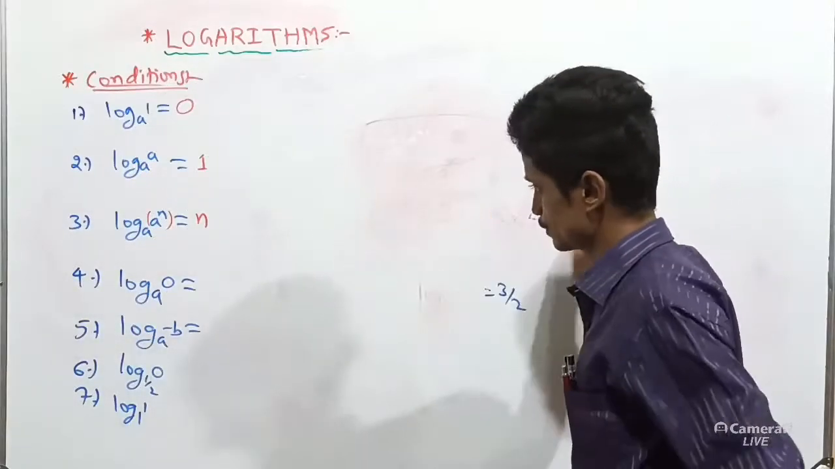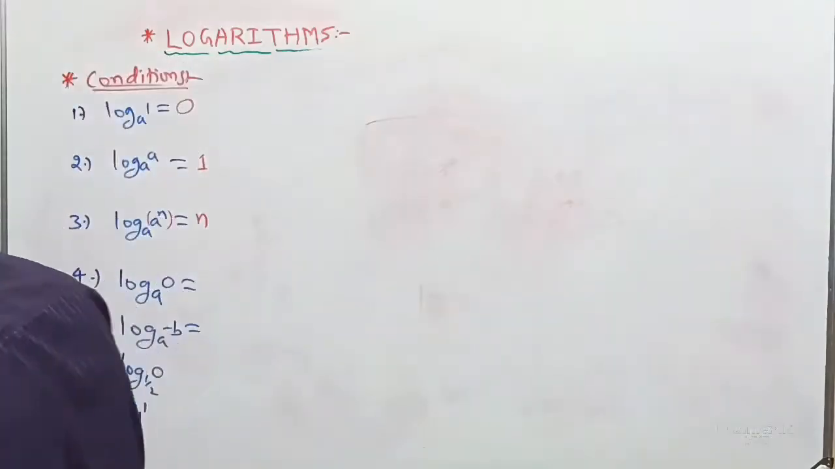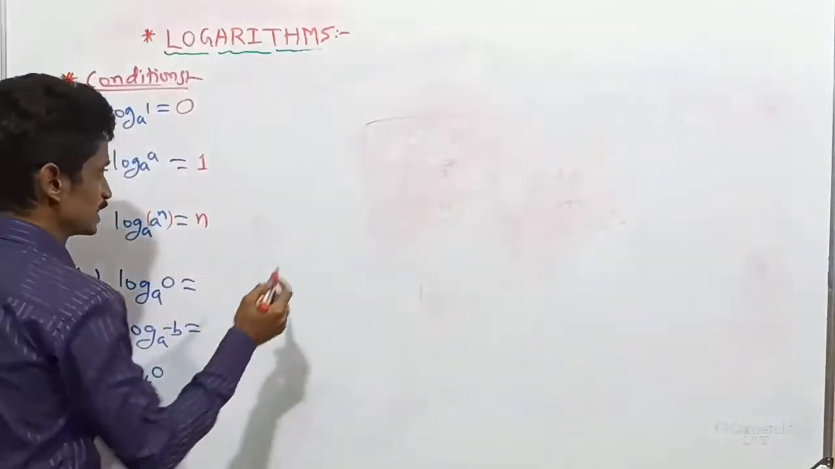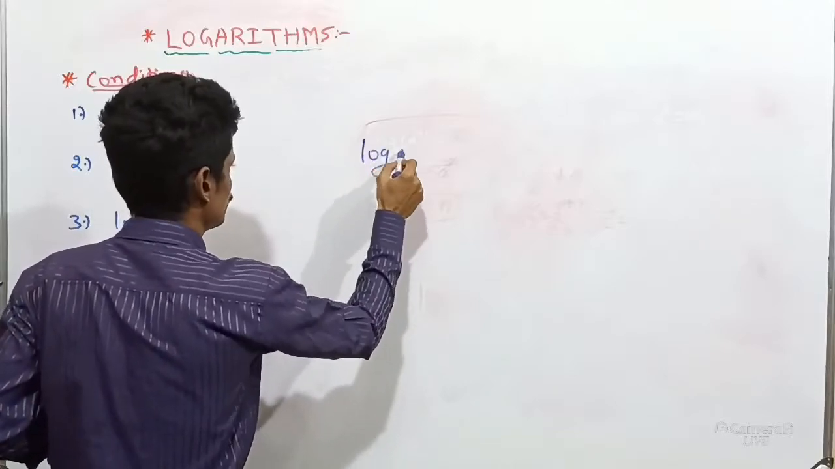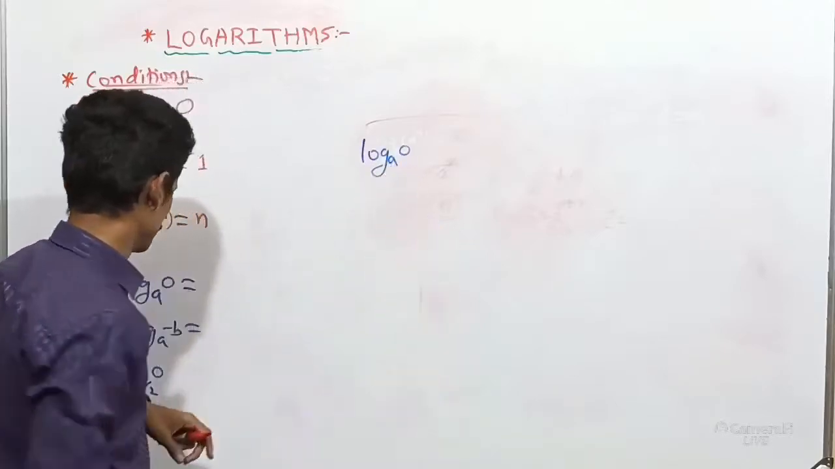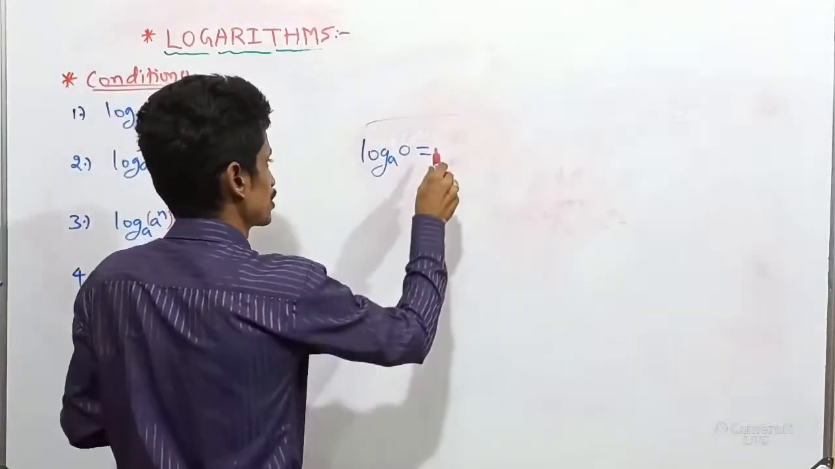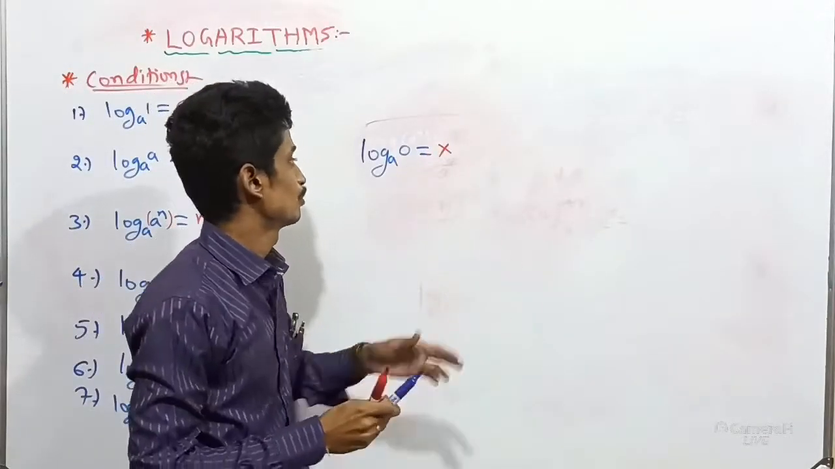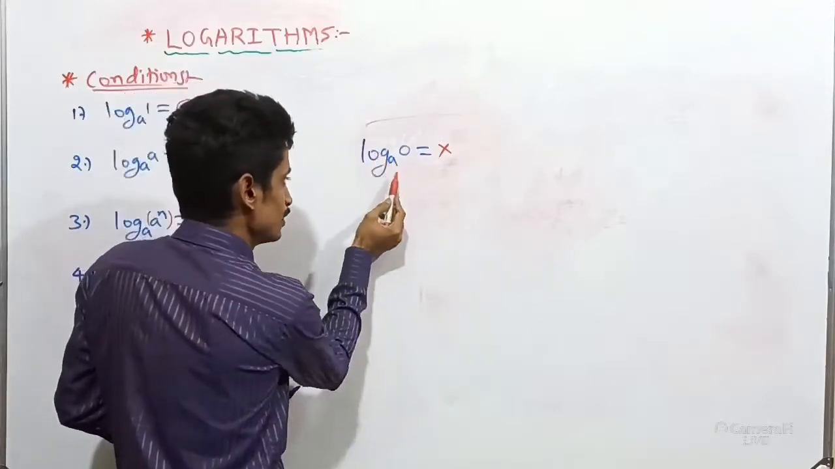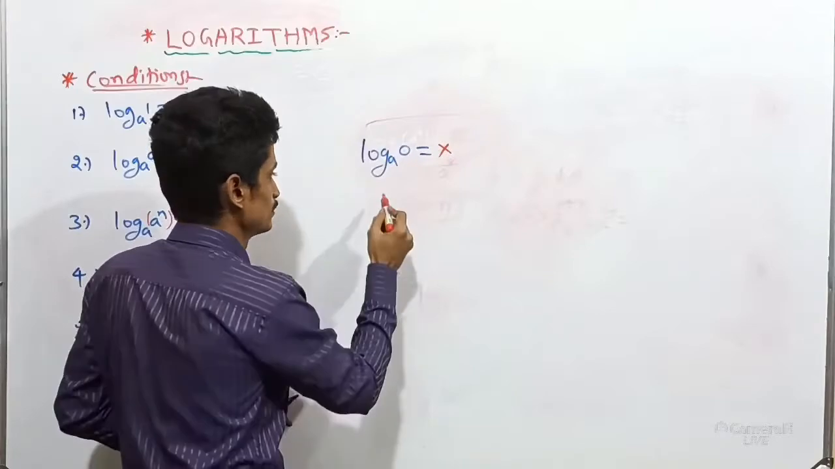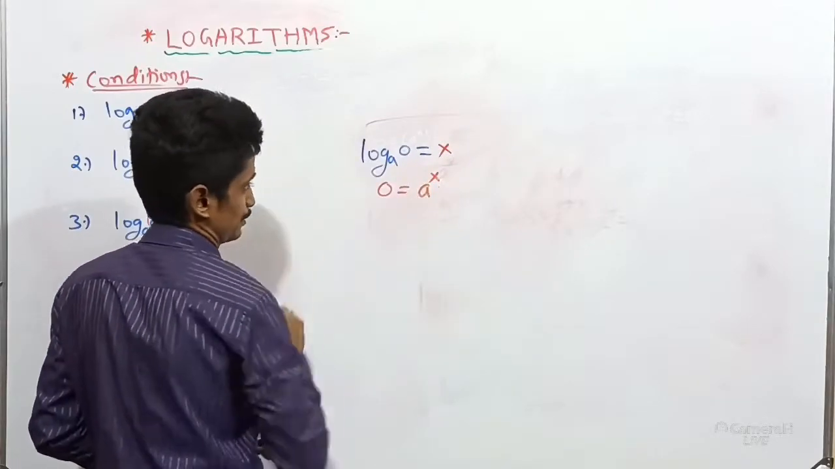Now we'll move to condition number 4. What is actually the fourth case? The fourth case is: log of 0 for any positive base other than 1 equal to what? Once again the question, since I don't know the answer, the unknown I will take is x. Now once you write in index form, 0 is equal to a power x.